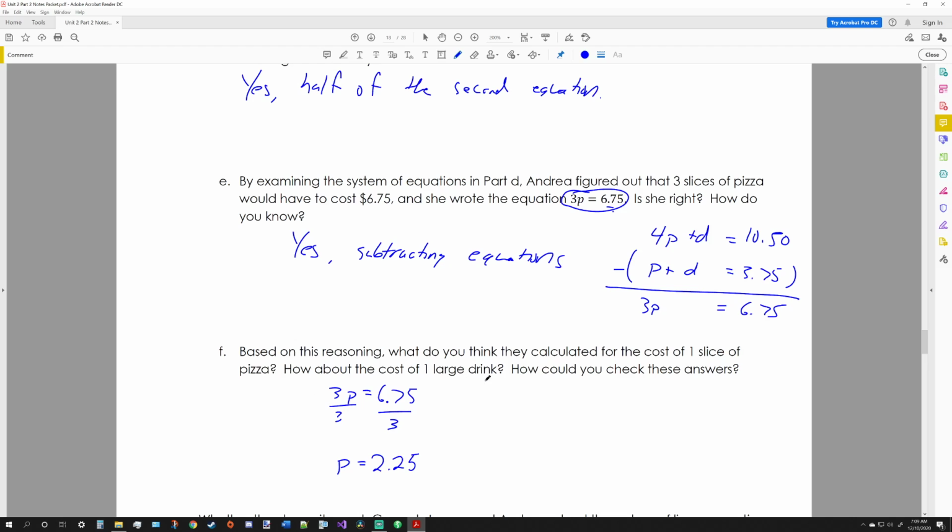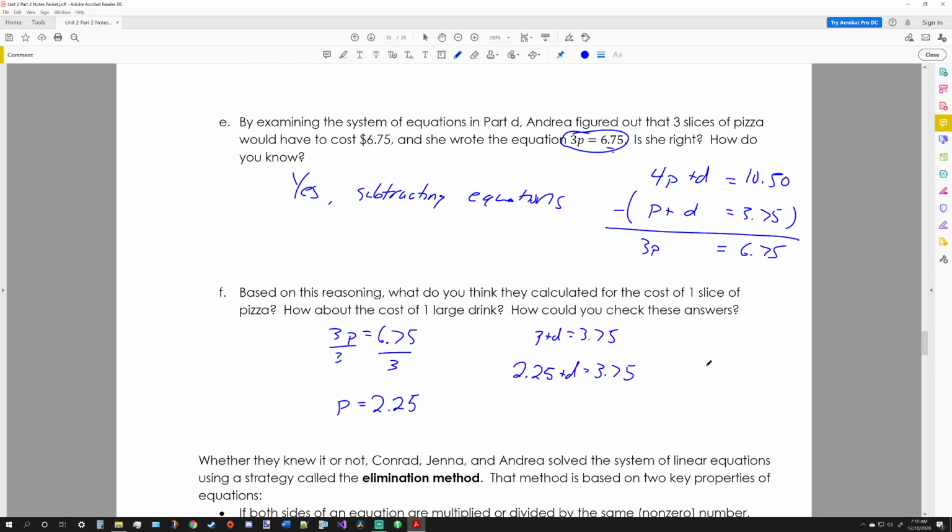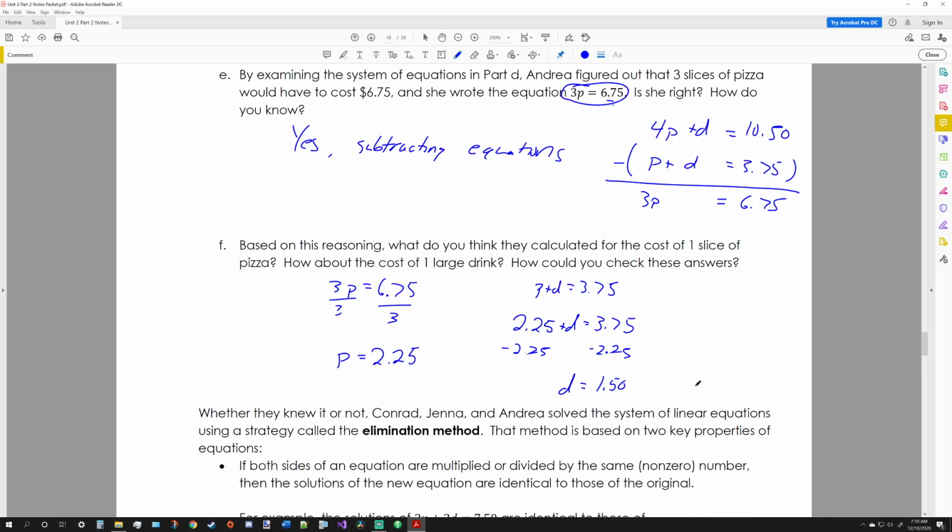How about for a large drink? Well, if I go back to one of my equations here, I know that one slice and one drink is $3.75. And I now know my slice is $2.25, so I'll just put that in for P. And now I can solve this equation. So just subtract the $2.25. And I end up with D equals, what is that? $1.50. Okay, and so we have solved the system of equations.